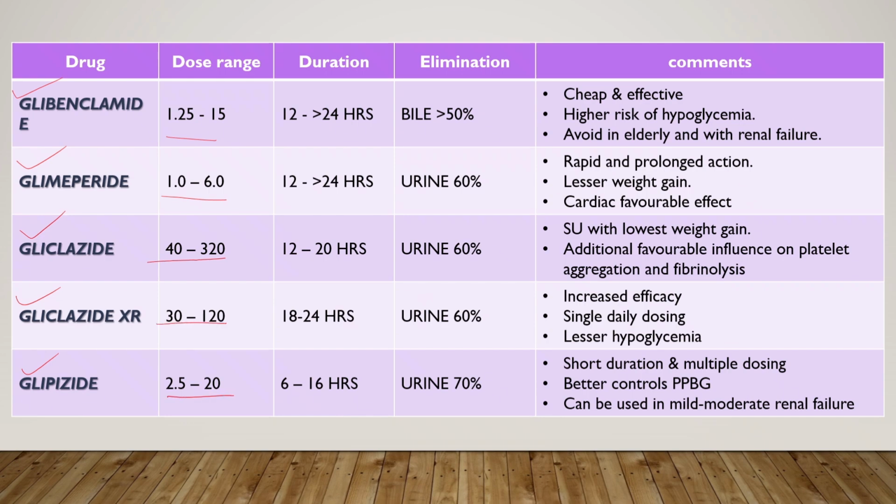Most common side effect, most common benefit these drugs have. Glibenclamide has a very high risk of hypoglycemia, so you need to avoid it in the elderly and in renal failure. All these drugs can cause weight gain, and among them glimepiride causes less weight gain and has a cardiac favorable outcome. Gliclazide also causes lower weight gain, and has an additional favorable influence on platelet aggregation and fibrinolysis. Gliclazide is also single daily dosing because it is extended release, and glipizide is short duration with multiple dosing, giving better control of postprandial sugars.